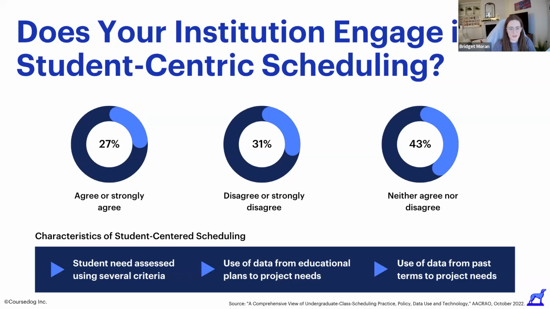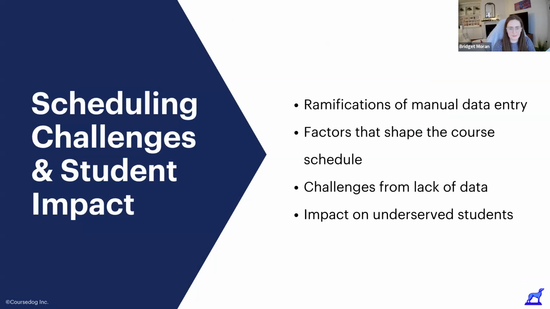Just a few months ago, actually, we partnered with ACRO to conduct a comprehensive survey on course scheduling. And of about the 340 plus institutions that responded to the survey, only 27% agreed that their institution engages in student-centric scheduling. This means that almost 3 out of 4 institutions either disagree or can't fully say that they conduct student-centric scheduling. So let's take a look at why student-centric scheduling isn't happening and what some of those ramifications are. And I'll go ahead and pass it over to Mara now.